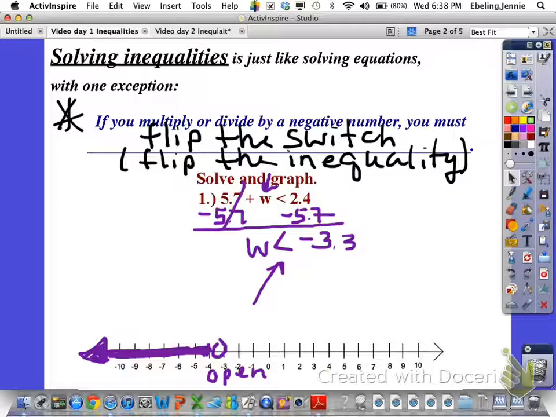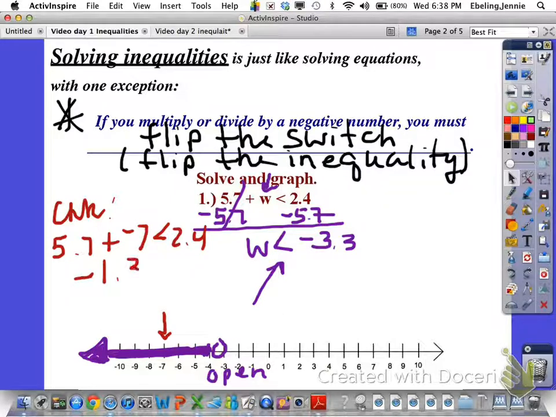Another way that you can check if you shaded the correct side of the number line is pick a point in the shaded region. For instance, if I pick negative 7. Okay, this is kind of like doing your check work. If I plug in negative 7, if I do 5.7 plus that negative 7, is it less than 2.4? And when we go do the math, we have negative 1.3. Is that less than 2.4? Well, yes, it's negative, so if that's true, we know we shaded the correct side of the number line.